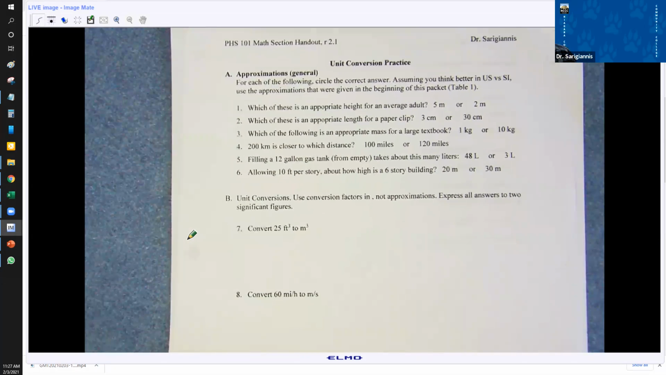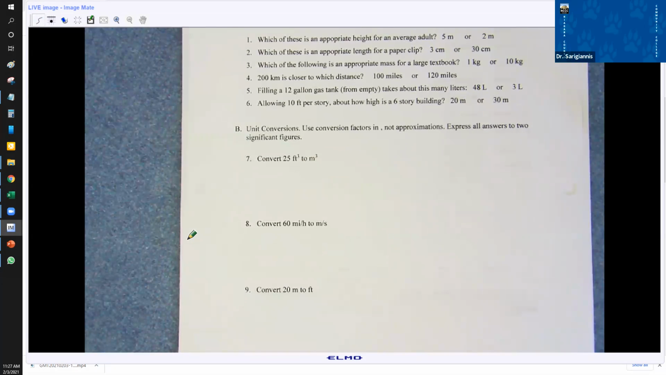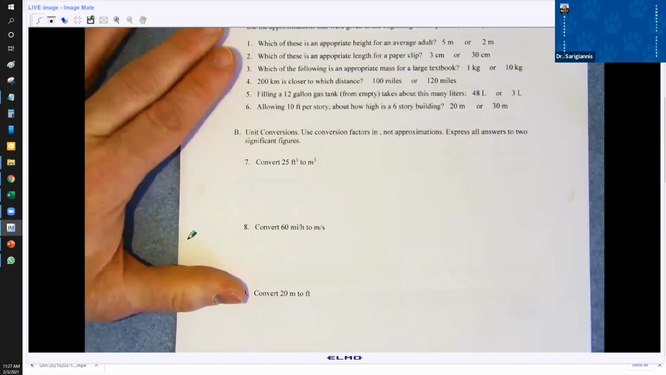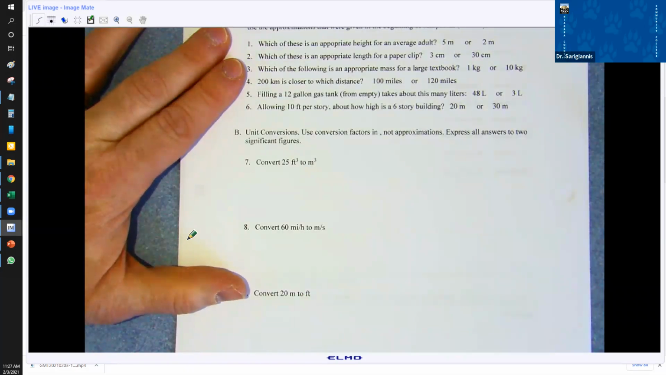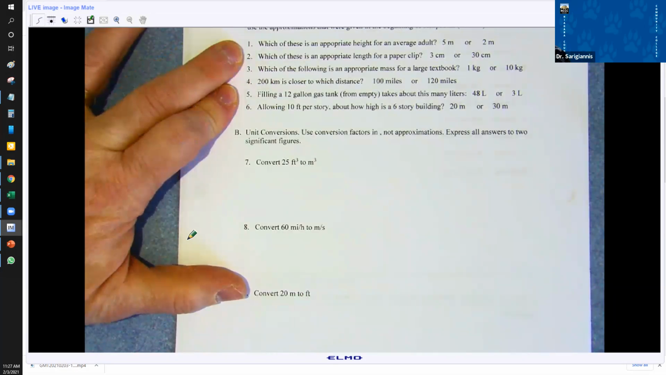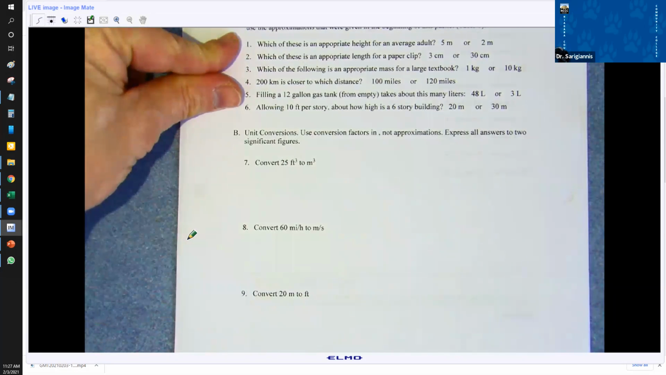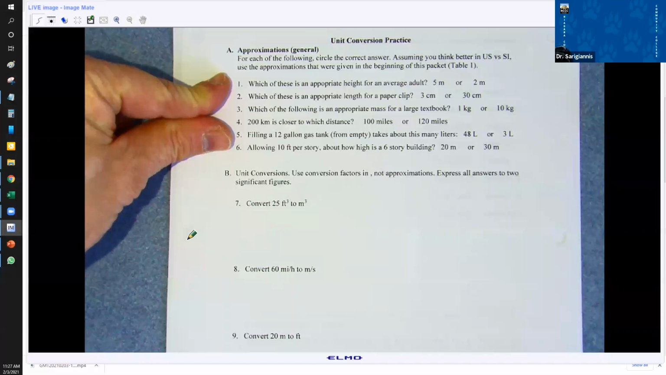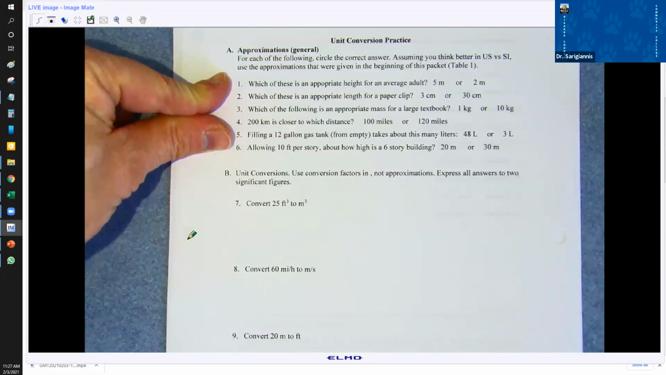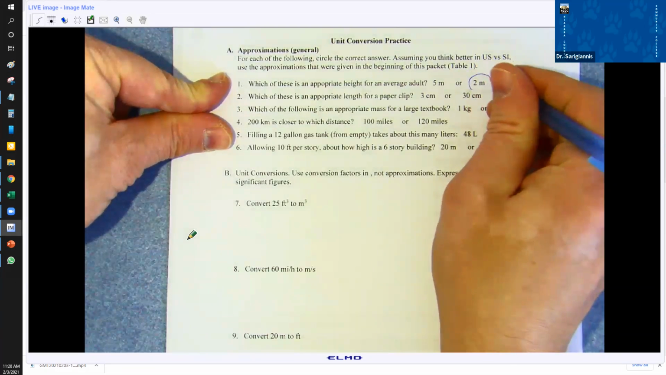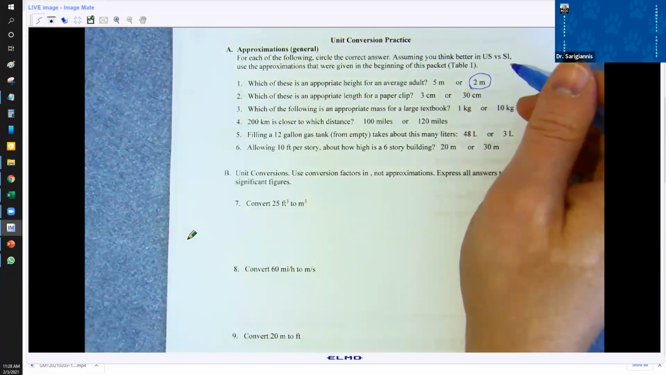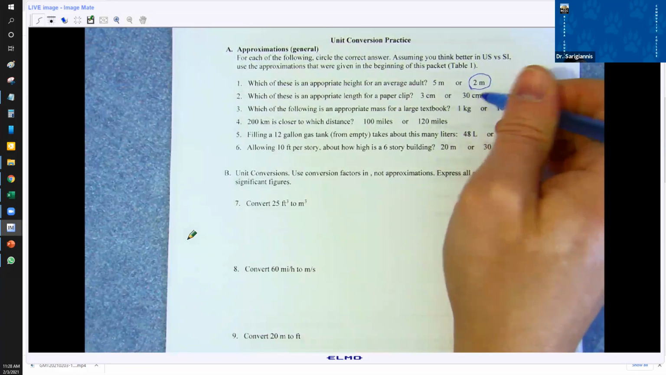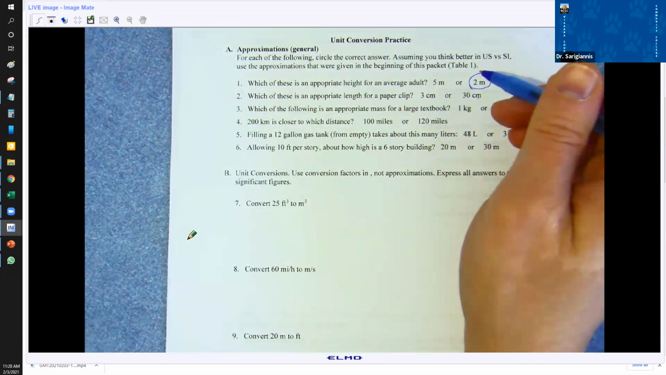Well, let's go on the back here, unit conversions. This is more practice. So this is the type of stuff we covered in the first part, right? These are the approximations. And approximations are something that you get by having a feel for the order of magnitude of things, right? Like what's the approximate height for an average adult? 5 meters, that's like 15 feet. 2 meters is the correct approximation. And you can go through these. Paper clip, 30 centimeters versus 3 centimeters. What do you guys think?